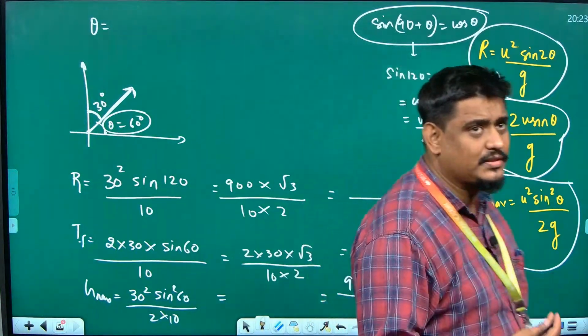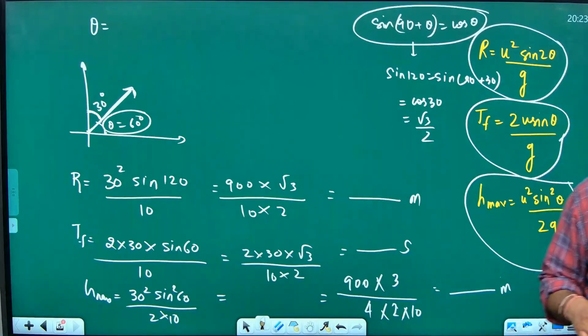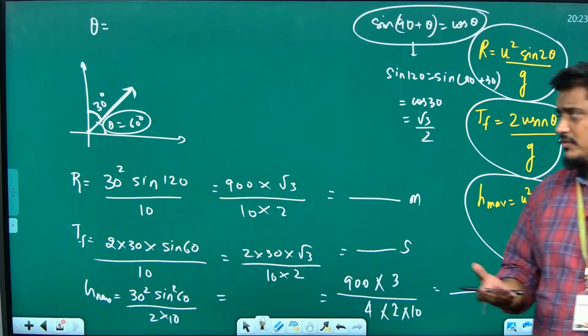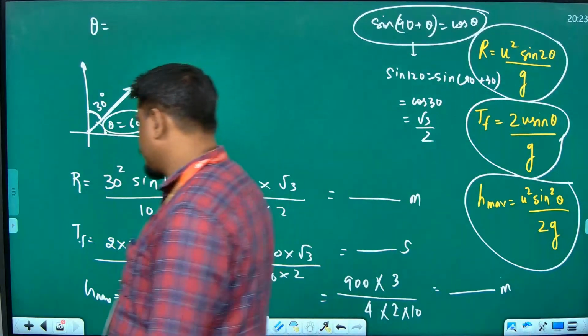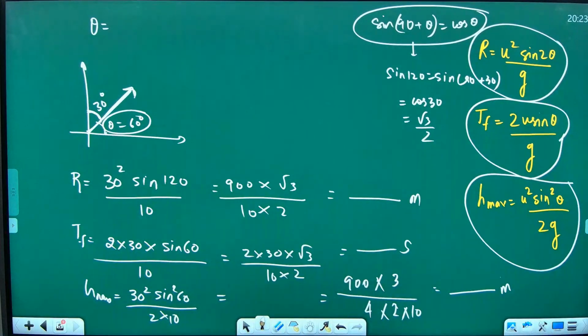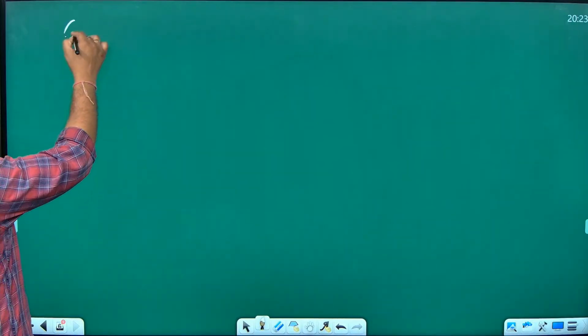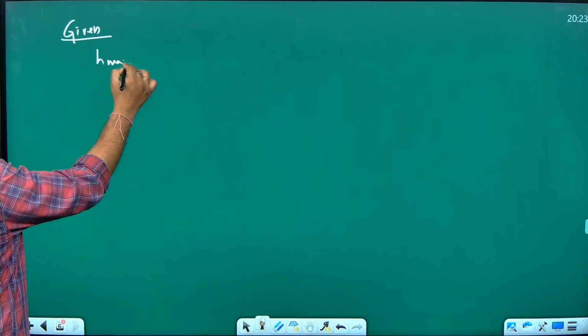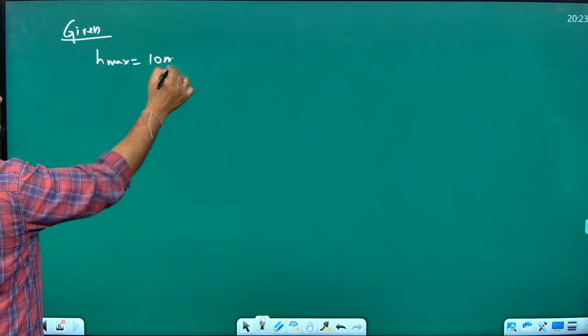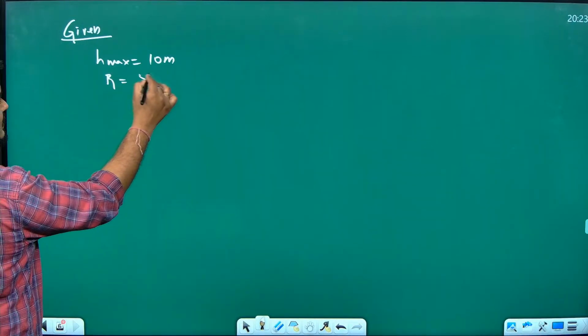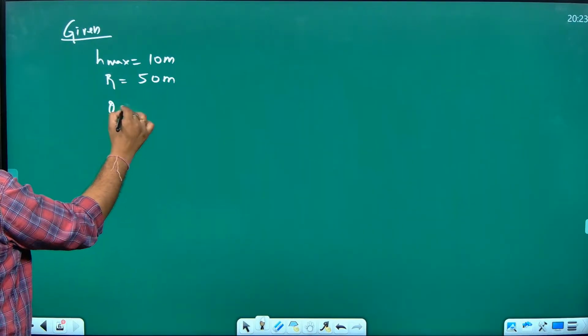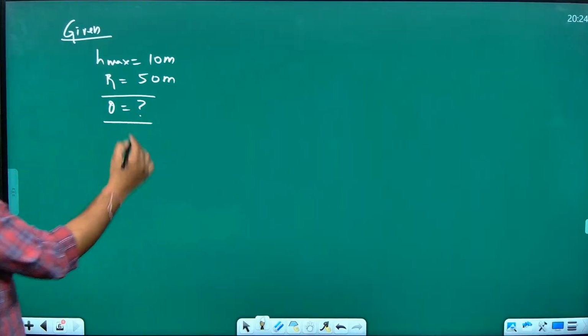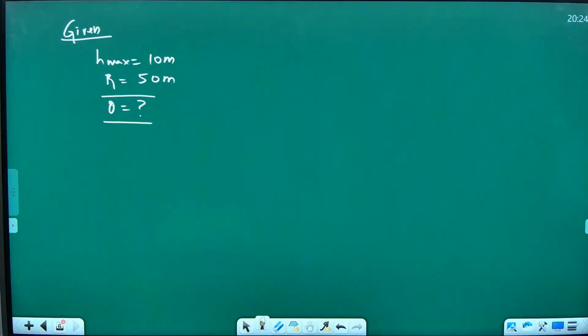Okay, everybody, please pay attention. I'm going to solve it now. What is the given data? H max is 10 meter, range is 50 meter. What are they asking? Angle of projection. Am I right?